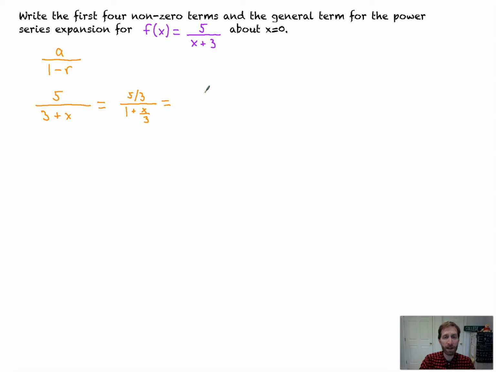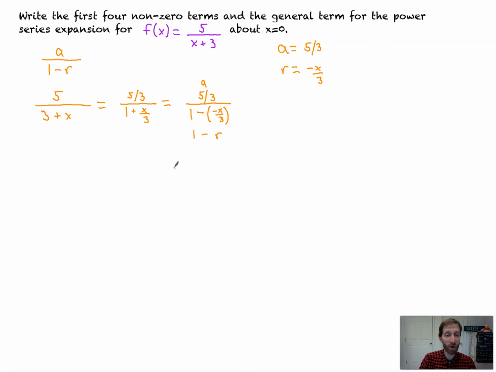So now I'm going to make the plus a minus, because we can do that. So 1 minus a minus x over 3. Why do all this? Because we're still centered at 0, and we now have 1 minus r, and there's a. So here's your a, there's 1 minus r. So now I take note. My a value is 5/3. Very nice. My r value is going to be equal to minus x over 3.